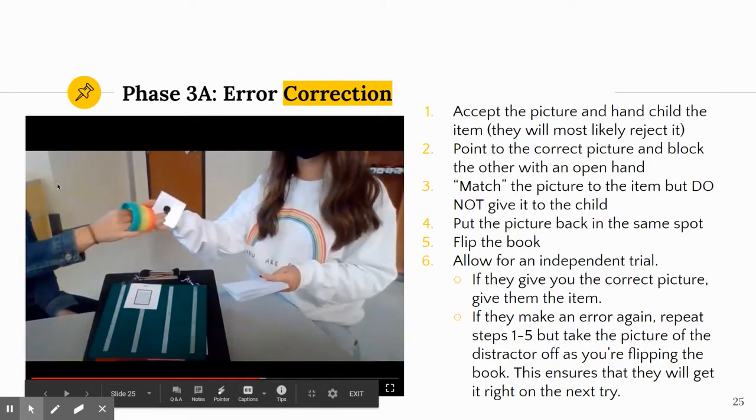So feel free to come back and watch this video example as many times as you want. It might help to have your child's PECS book in front of you and to practice it as we're doing it in the video, because it's really just one of those things, like I said, that you need to get used to, that motor plan of doing it. So the more you do it, the easier it will be.